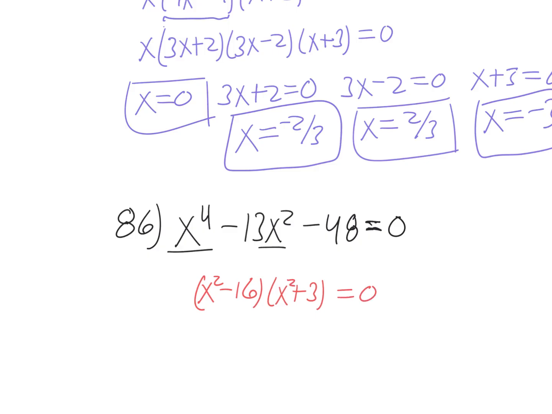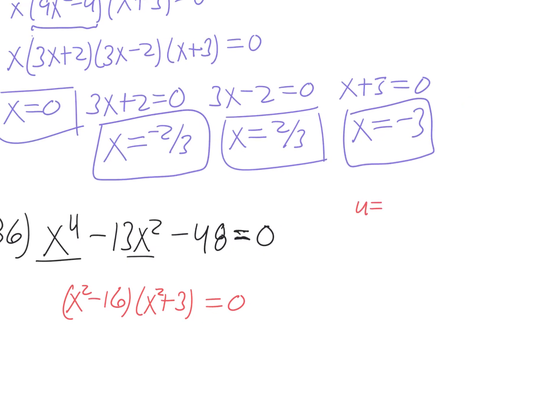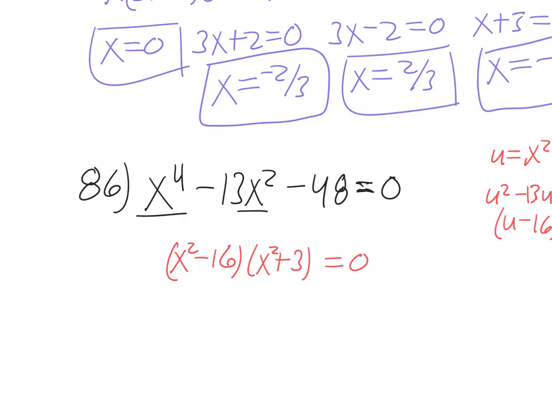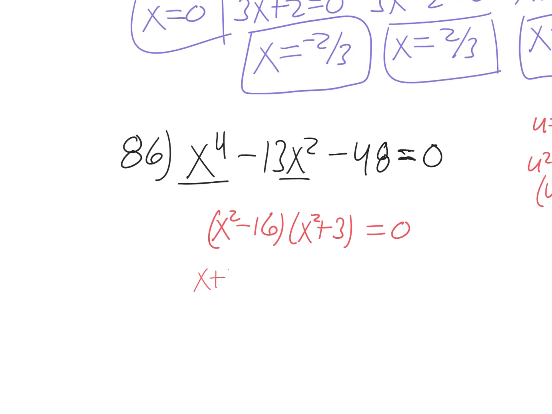Another thing that we can do is a substitution, right? So I can let u equal x squared, and then I end up with u squared minus 13u minus 48, and then we would end up with a u minus 16 and a u plus 3. And then we would just have to back substitute that u, right? If that makes sense to you, you can do it that way, or you can jump straight into it like this. All right, x squared minus 16 factors a little bit more. That's going to become an x plus 4 and an x minus 4. All right, and x squared plus 3 is going to stay the same.